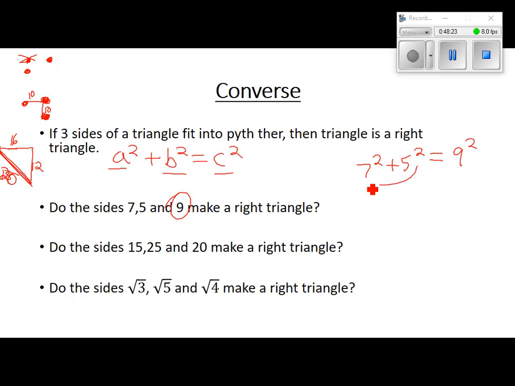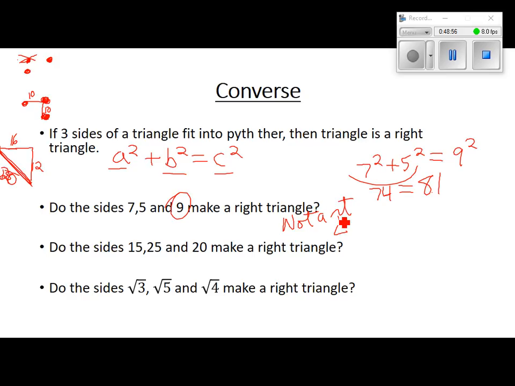You can do all this as one thing on your calculator. Punch into your calculator 7 squared plus 5 squared. 49 plus 25 is 74. Anybody else get that same thing? What's on the other side? 81. Are those two equal to each other? So what's that tell us about these three numbers? They don't form a right triangle. It's not a right triangle.